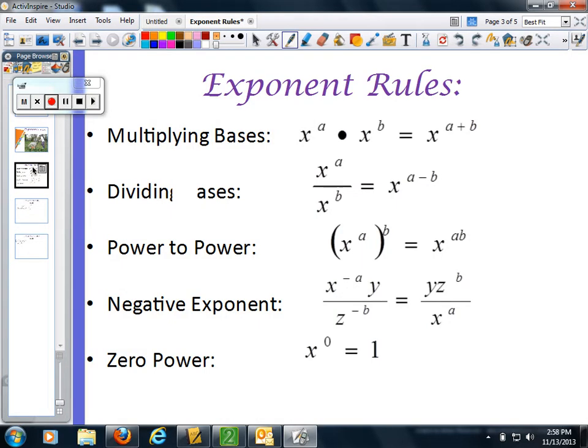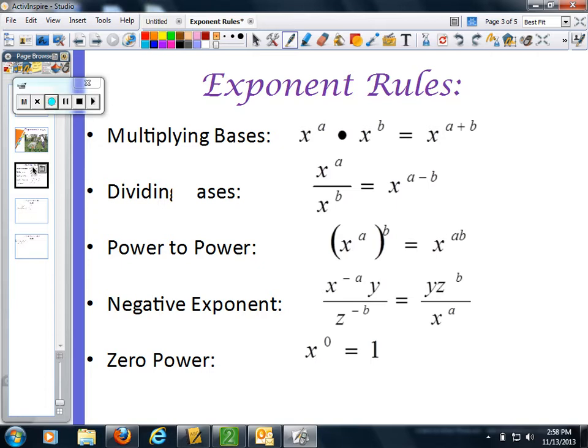So anyways, we're going to just look at the exponent rules real quick, and I want you to make sure you have all these written down. And I'm going to be expecting that when you do your problems, for each rule that you use, you actually write down what rule it was you used.